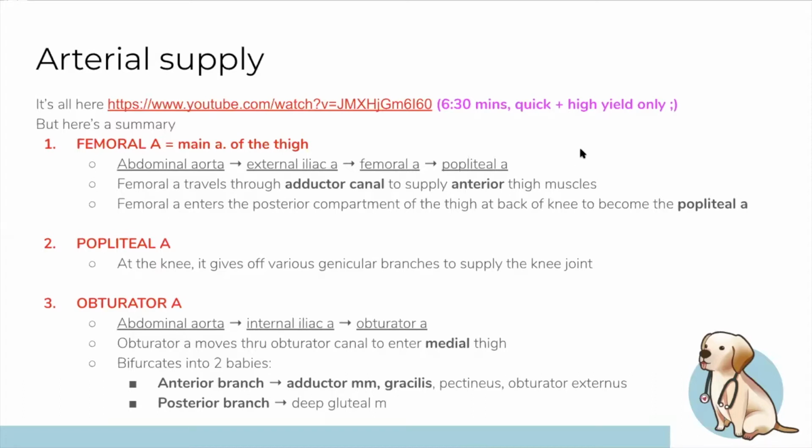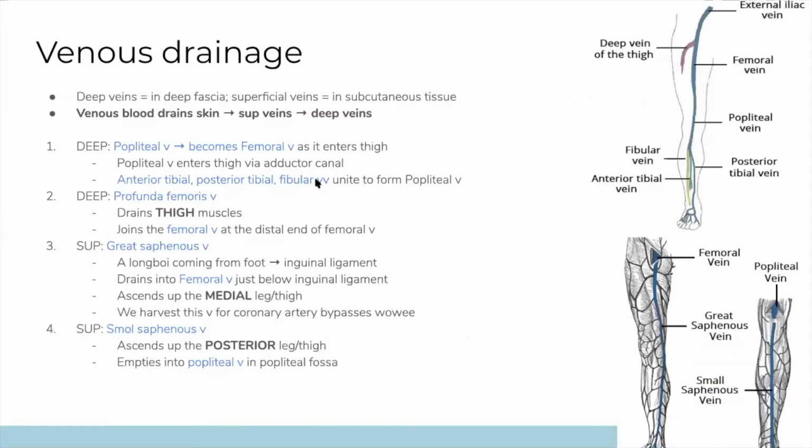And remember that when the femoral artery goes around to the popliteal, it actually winds around to the posterior, the back of the body. So it gives off various genicular branches over there to supply the knee joint. And just quickly, the obturator artery, like the obturator nerve we talked about before, it's very medial. So it gives off a lot of branches for the medial thigh. But just watch the video and it will all make sense.